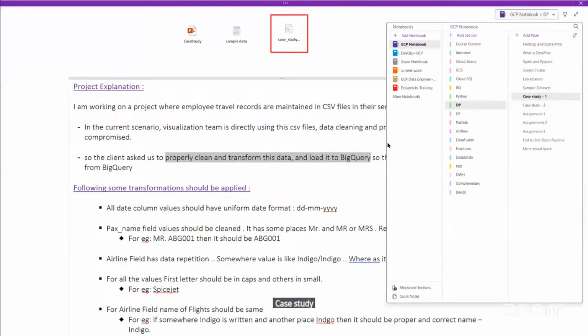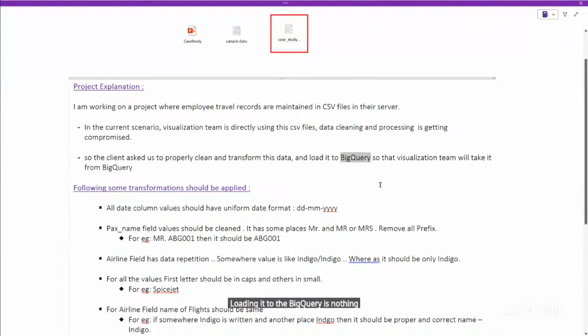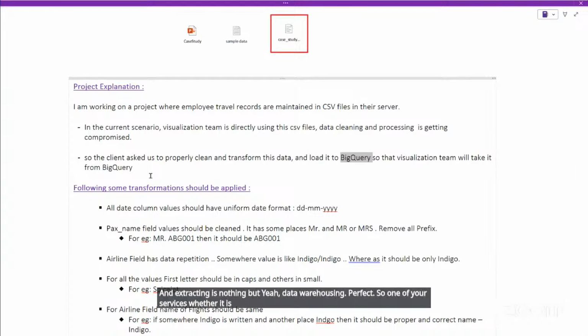BigQuery is one of the services in GCP, a data warehousing service. Extracting could be from your source, whether it is on-prem or some other cloud, or some other service in the Google Cloud Platform.